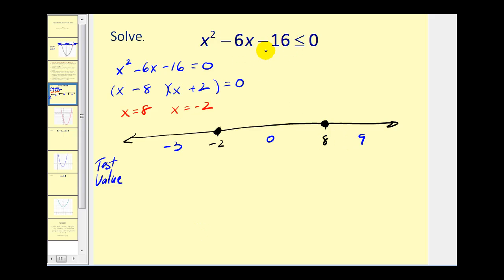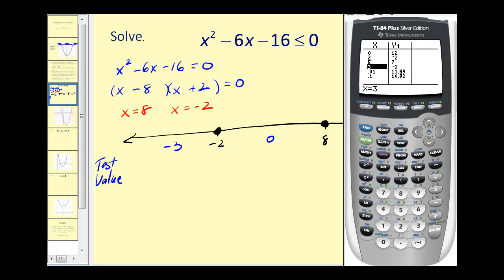But to help us evaluate this, let's use our graphing calculator. We're going to press y equals, type in the left side of the inequality, x squared minus 6x minus 16. Next, we're going to use the table feature, but we want to make sure it's on ask mode. So if we press second window, make sure the independent option is on ask, and press second graph. And we're just going to type in our test values. We have -3, 0, and 9. Of course, we could do this by hand if we didn't have a graphing calculator. The y values represent the function values.